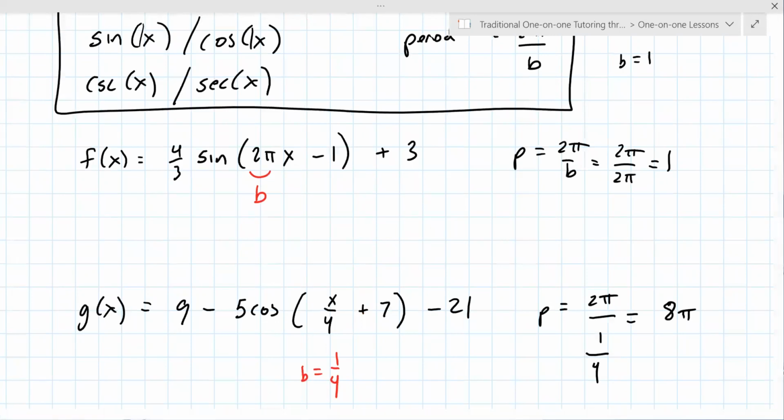Okay. Now, you asked me a really important question. You said, well, hey, Matthew, how do I do that when it's a graph? So let's look at a graph here. Let's go, let me make one up here.